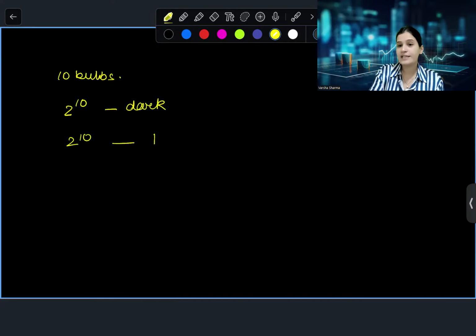So what I want is basically total options. Each bulb has two options, either on or off. So first bulb two options, second bulb two options, third bulb two options. So 2 comes 10 times, 2 to the power 10. Minus the cases when there is no light in the room. If I don't want light in my room, all of them have to be off. So all the bulbs will have only one option. So for darkness in the room, there is only one way. So from the total, we remove that one way.